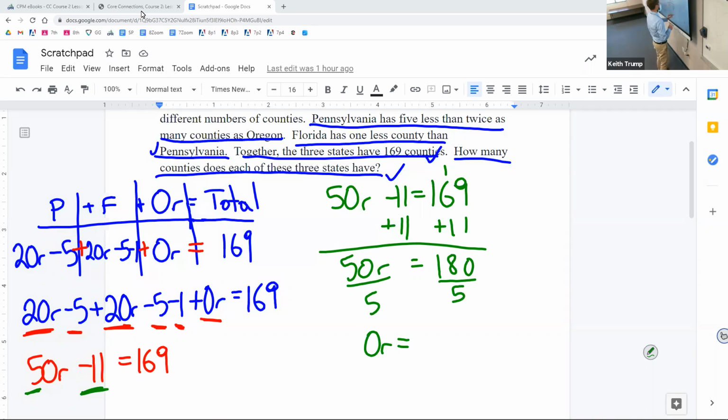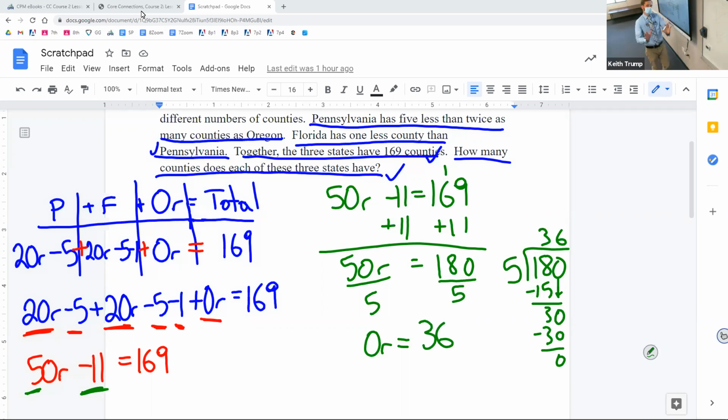Well, 180 divided by 5, let's go ahead and do a little bit of long division here. 5 goes into 1, no, 5 goes into 18. How many times? It goes in 3 times. 5 goes into 30 six times. Oh, awesome. There's nothing left down there, so 36 is going to be our answer.